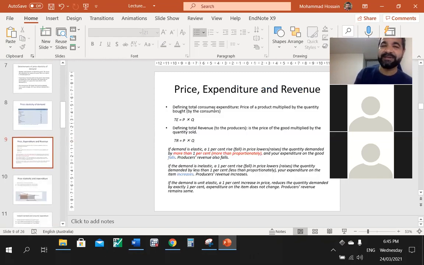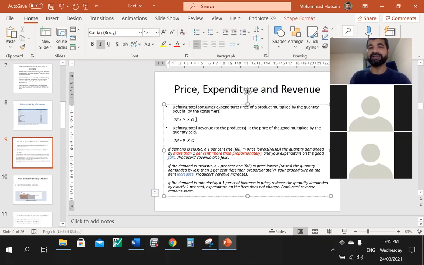Now, interesting on this one: price, expenditure, and revenue. Total expenditure is defined as total consumer expenditure: the price of a product multiplied by the quantity they purchase. Price and the quantity they purchase, right?